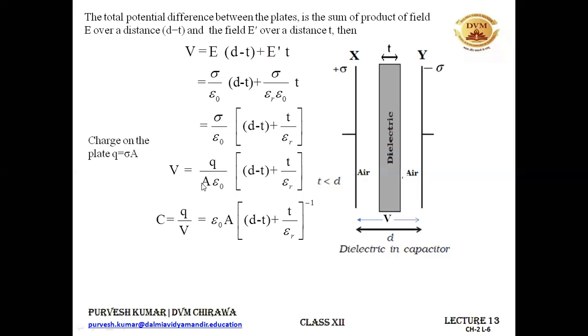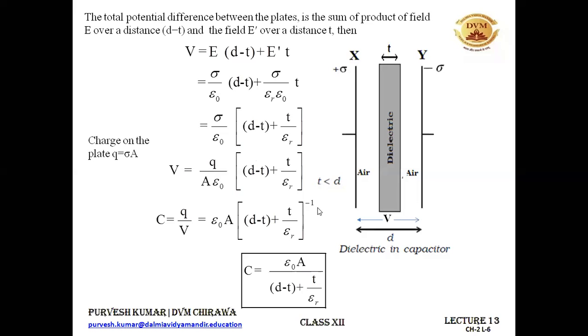I'm explaining it again: you need to find the ratio of q by V. So just cross multiply it, take this V in the denominator of q and all other terms to the other side. So epsilon naught A will go to this side, and this complete term will go into the denominator of A epsilon naught, and that's why I've written it with power minus 1.